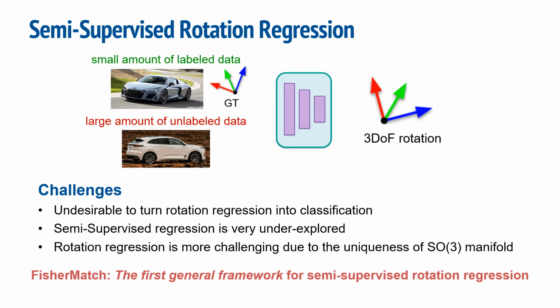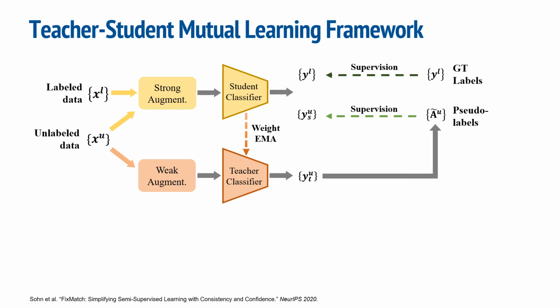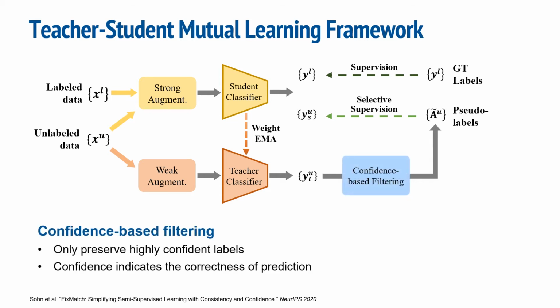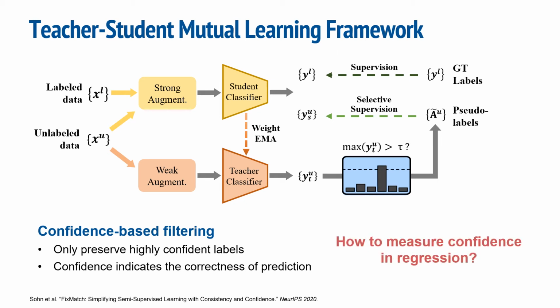semi-supervised rotation regression. We leverage a popular teacher-student mutual learning framework, which we briefly revisit here. This framework contains two models with the same architecture, a trainable student and a non-trainable teacher in charge of generating pseudo labels. One important mechanism in FisherMatch is that the predictions from the teacher are filtered based on their confidence, and only highly confident labels will be used as pseudo labels. Fortunately, a classification output naturally carries the confidence information. When it comes to rotation regression, a research question is how to measure the confidence.